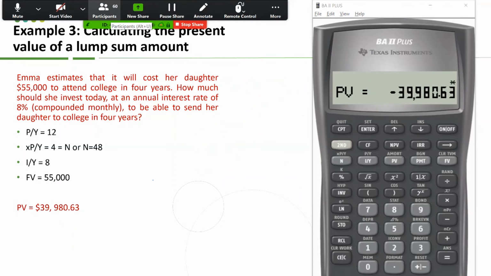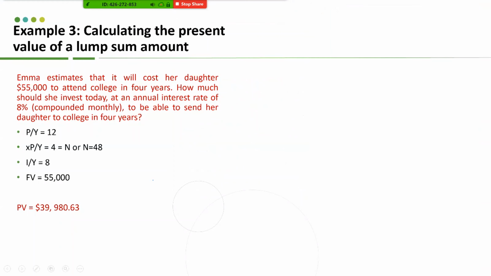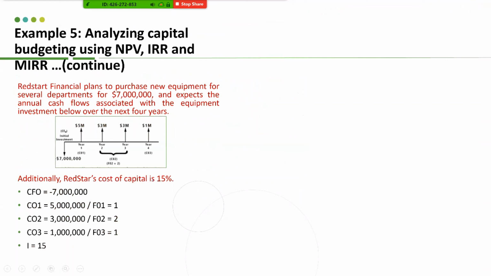Okay, for the next question. This is to find NPV, IRR, and MIRR. So here is the question. The initial investment is 7 million, and the cost of capital is 15%. So this is the value.